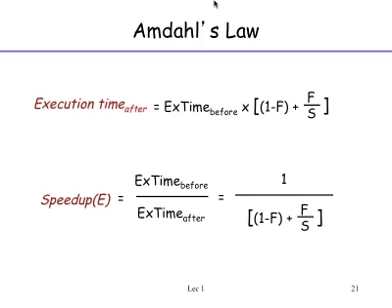So let's see here. The execution time after is the execution time before times two terms. Here, this is the fraction that you speed up. This S is the factor. So let's say if you reduce that section to half, then the factor is 2. So you divide it by this number.